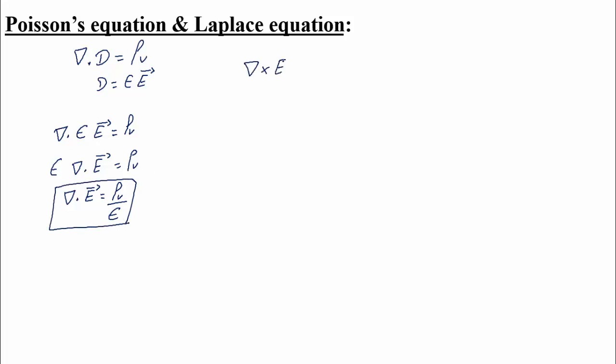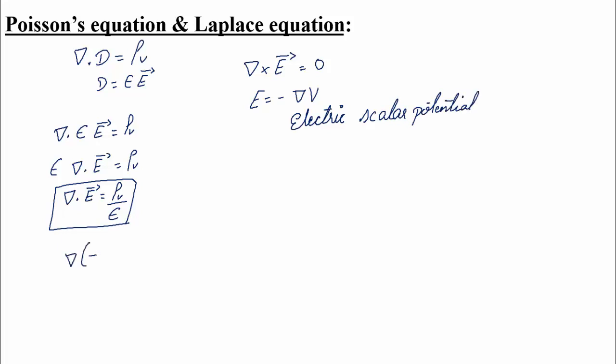And we know that in the case of static field, curl E equals 0, where E equals minus del V. And this V is nothing but electric scalar potential. So this is one more thing you have to remember. We know that E equals minus del V. So what I'll be getting is del of minus del V equals rho V divided by epsilon, or del square V equals minus rho V divided by epsilon.